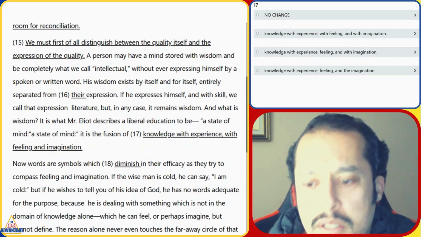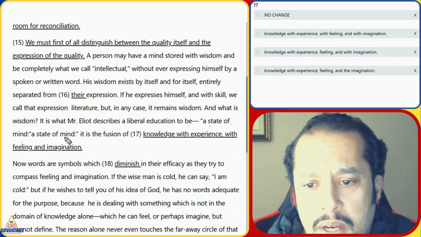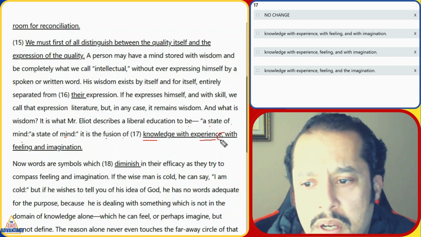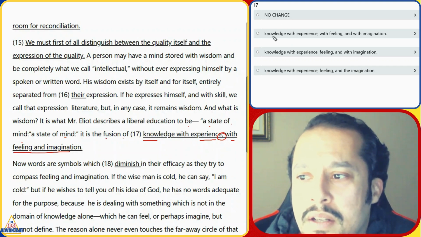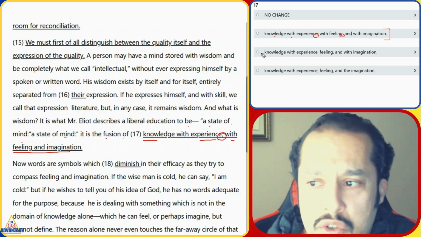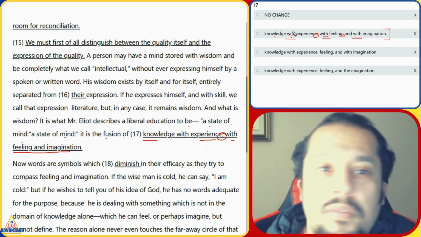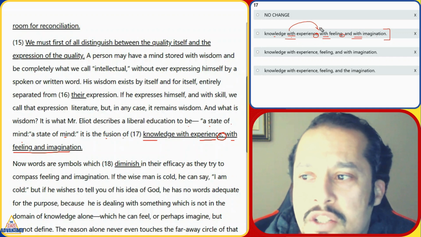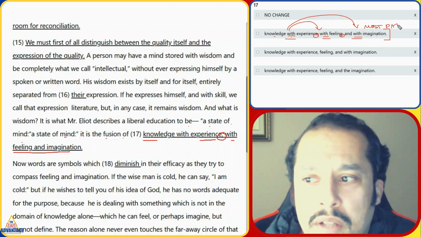I think it's parallelism here. Let's see, it is what Mr. Eliot describes a liberal education to be, a state of mind. It is the fusion of knowledge with experience, comma, with feeling and imagination. Bit weird there. It's knowledge and with experience, with feeling and with imagination. Parallel structure. With here it's repeated, right? مش مفروض repeat it, but you can if that's your only correct parallel. So احنا ممكن نقول this is the most parallel answer.